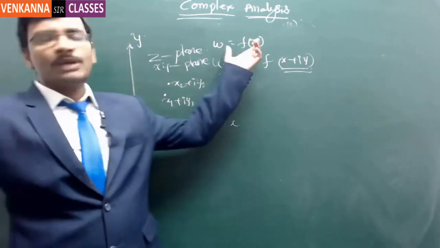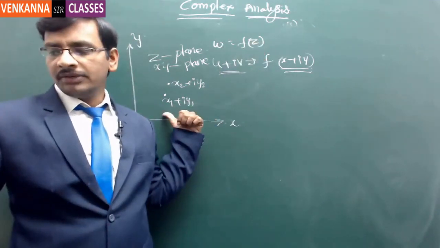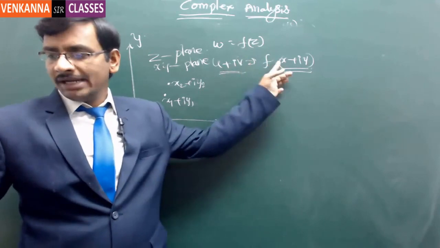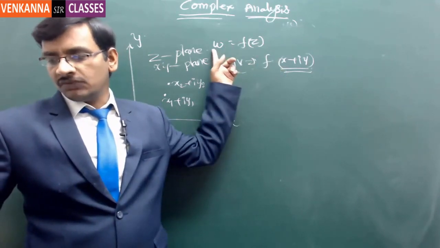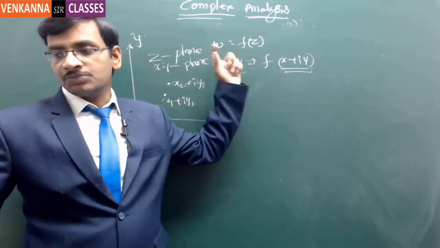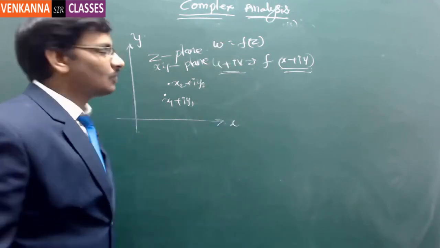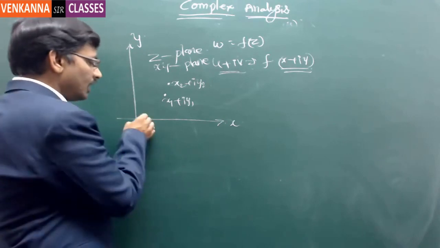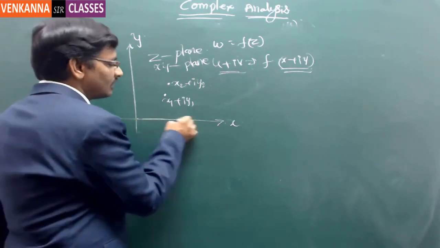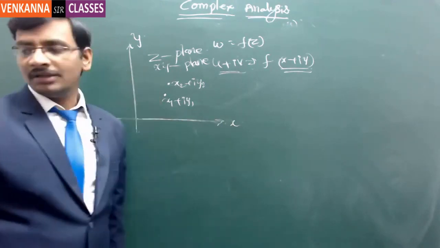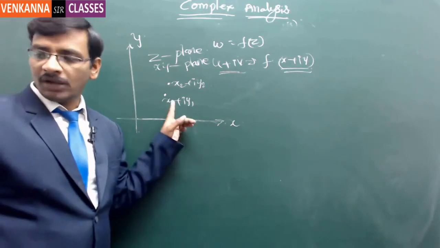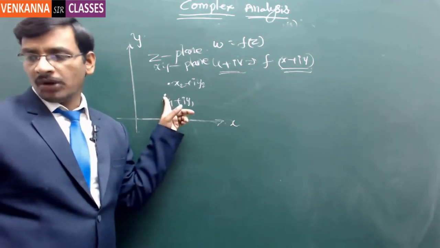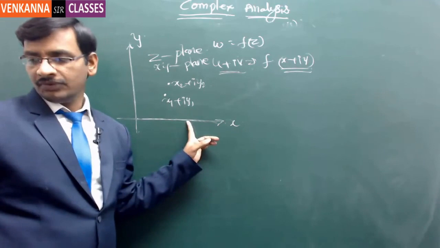Now this is a complex function. For each point, I have to identify the corresponding function value. The corresponding function value is very crucial to understand. Earlier, in the case of a real valued function, you were identifying the point always on the x-axis. Now it is no more on the x-axis. It is both x and y-axis together. That's why it is a point now. It's not a line.